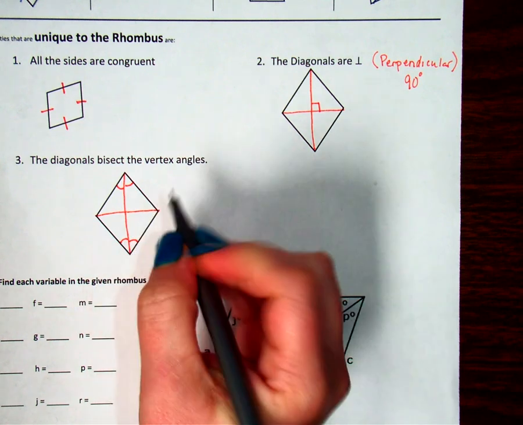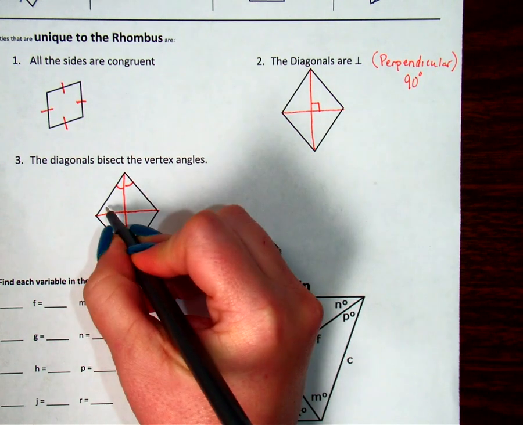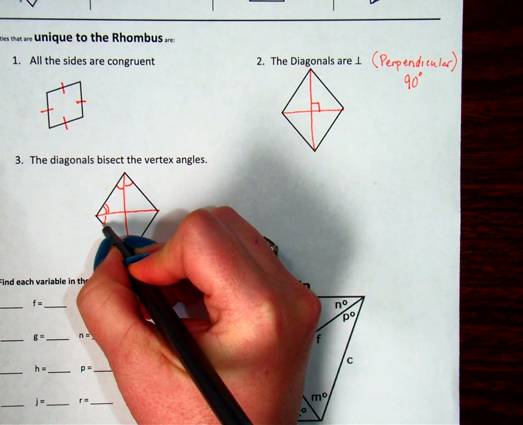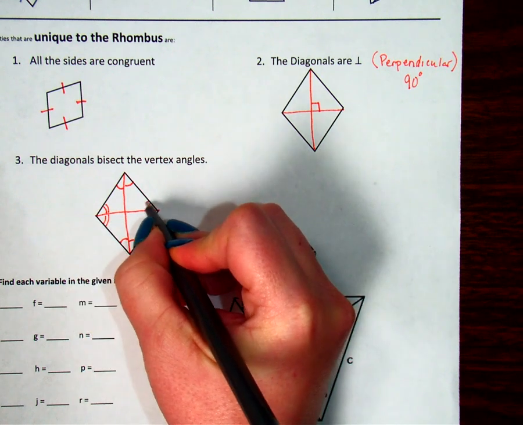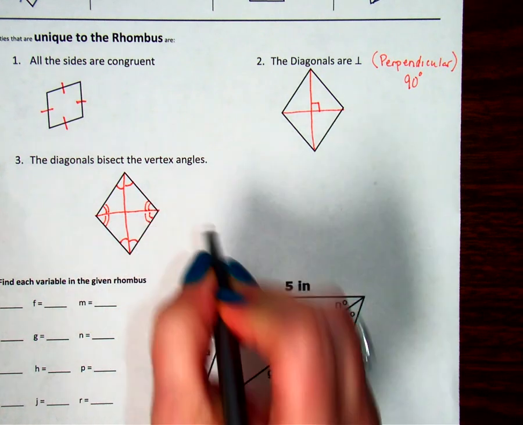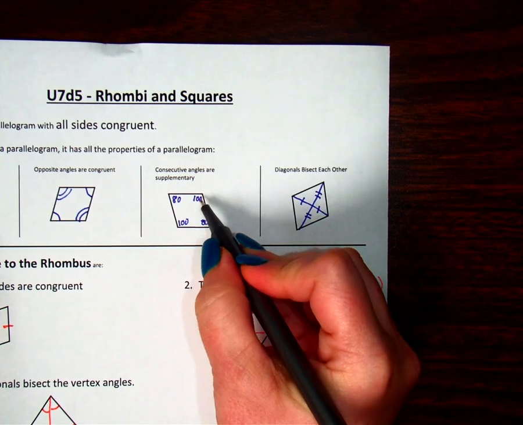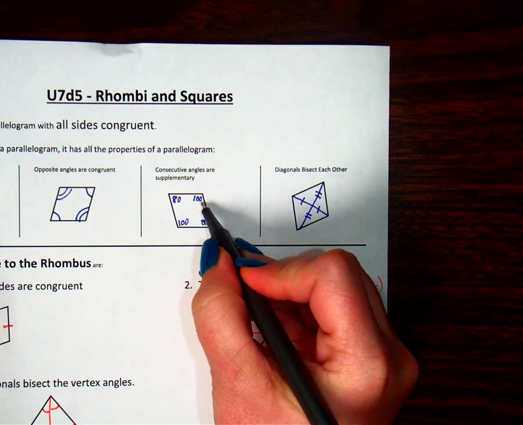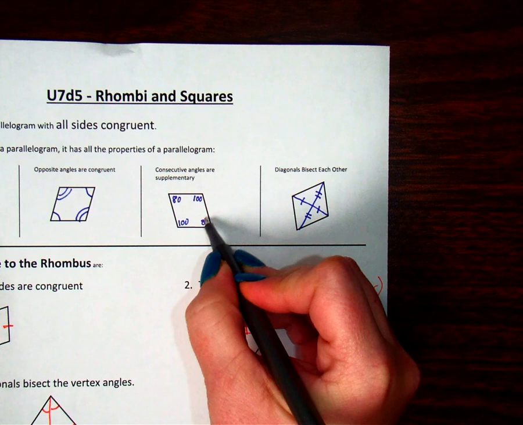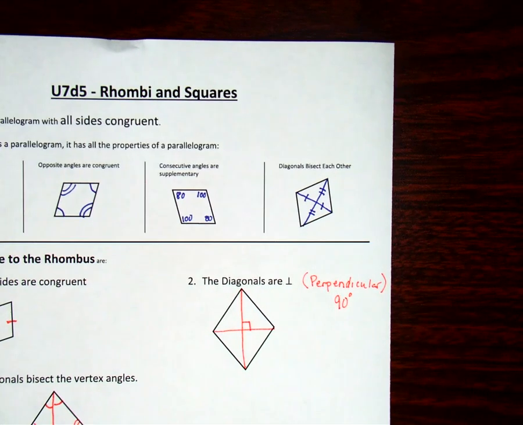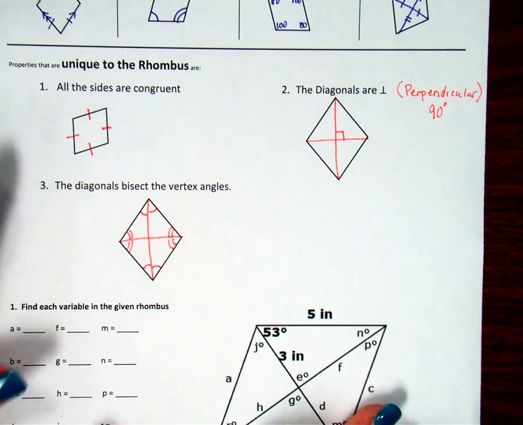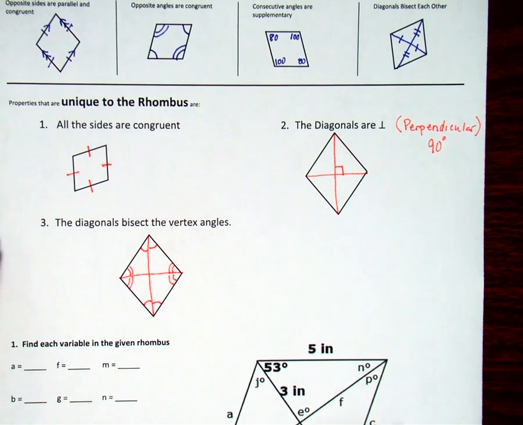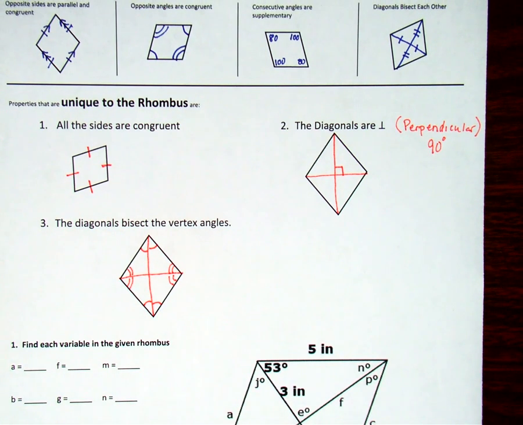So this is also going to divide into not these same four angles, but a different set of four angles. So up here when I draw in this diagonal, I'm going to end up with 50 and 50, 50 and 50, 40 and 40, 40 and 40. Okay, so those are our 3 unique properties that belong to every rhombus.